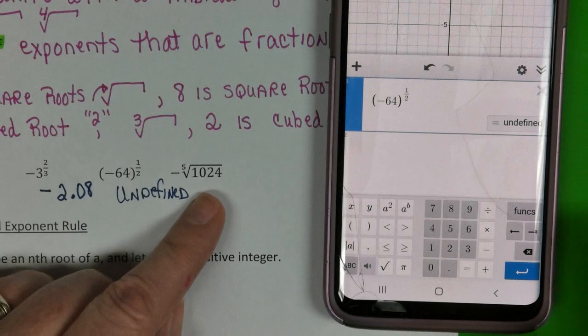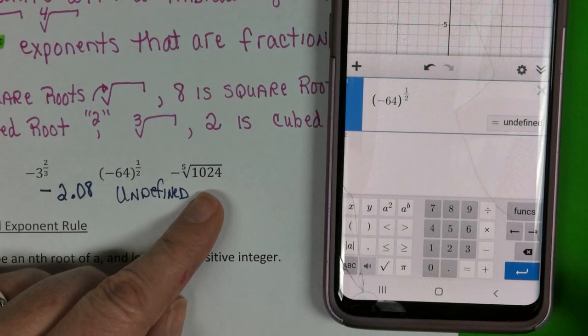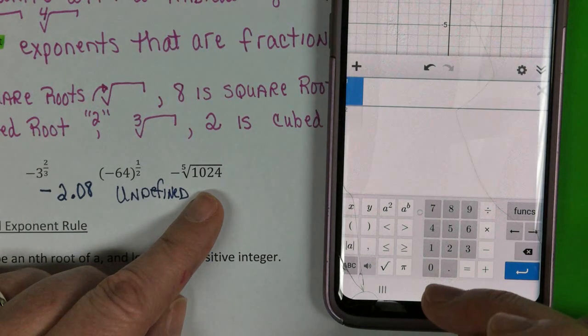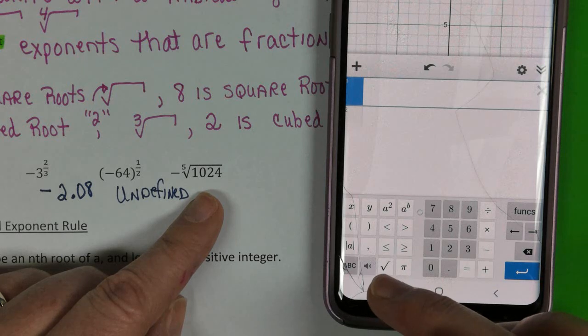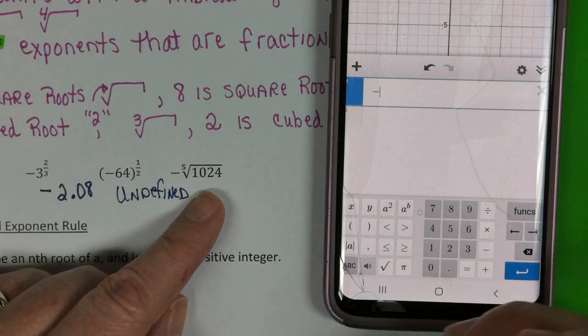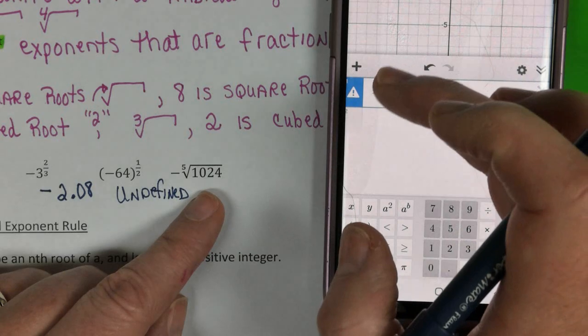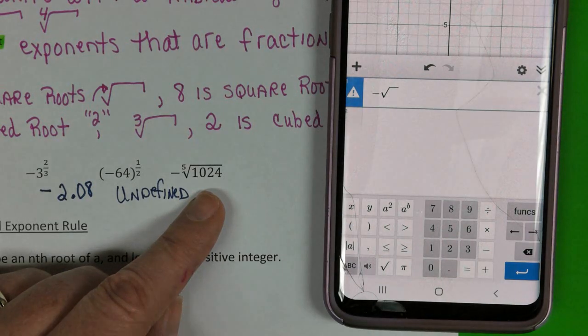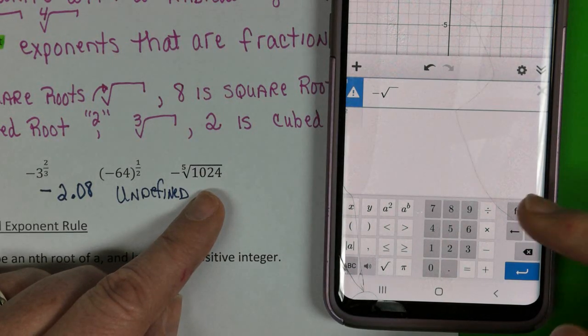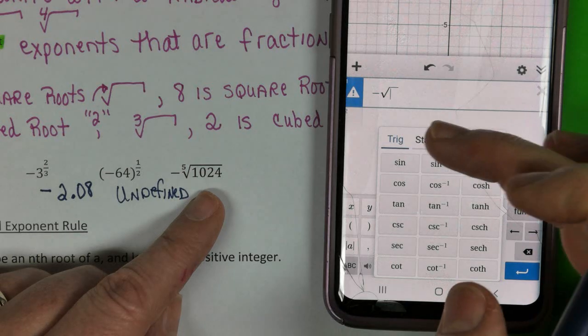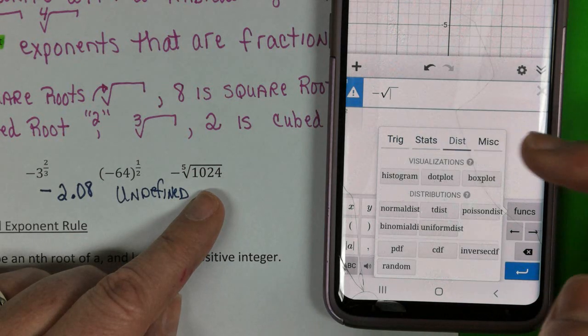Okay, and then this last one. I'm not even particularly sure how we do this with Desmos. So let's double check this. I'm going to type in negative, and then I have a cubed root, but it doesn't look like, let's see if I have other roots that I could do.